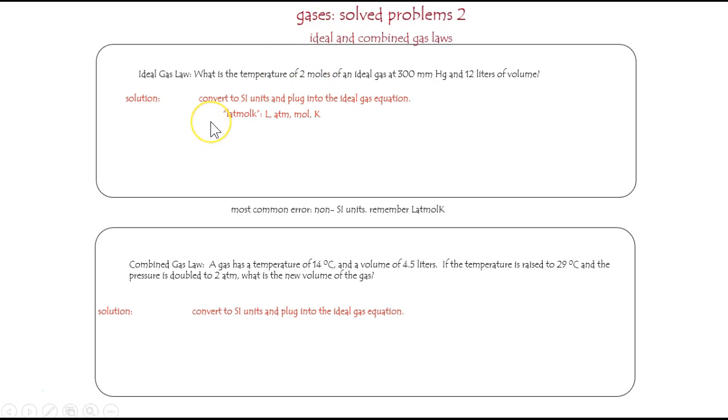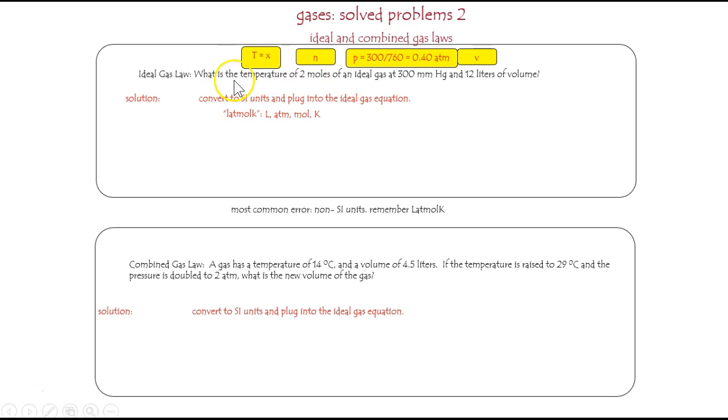What's the temperature? So that means T equals something or other. Of 2 moles, that's our N. Of an ideal gas at 300 millimeters of mercury, we have to use liters, atmospheres, moles, and Kelvin. This is not atmospheres. There are 760 millimeters in an atmosphere, so it's under that. It's 0.4 atmospheres. Liters is good. We need to have the volume in liters, and so we get that, that's our V.